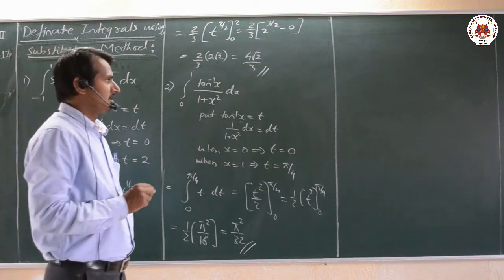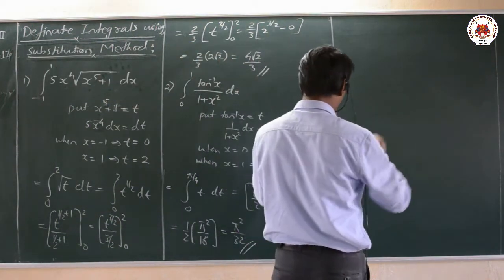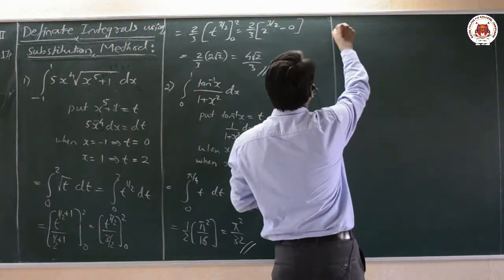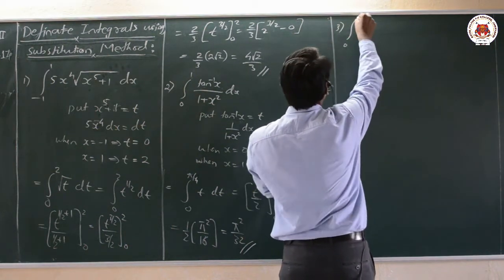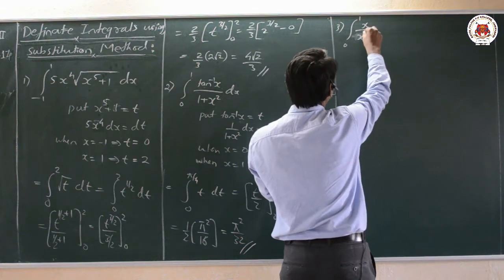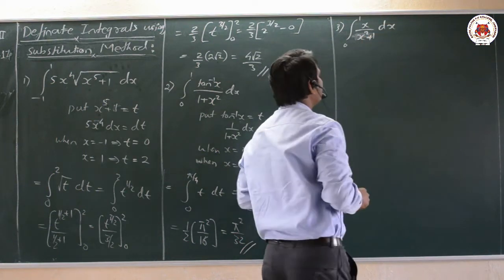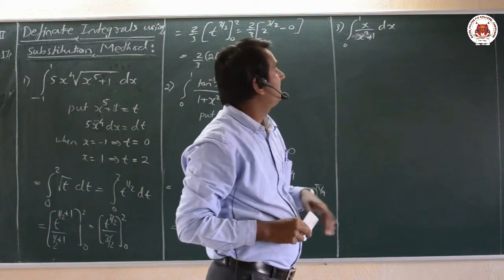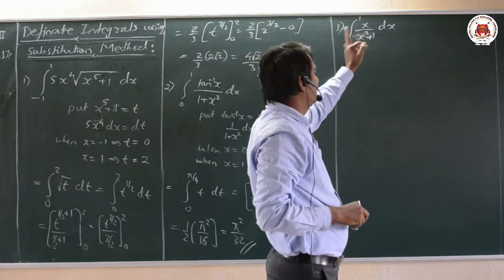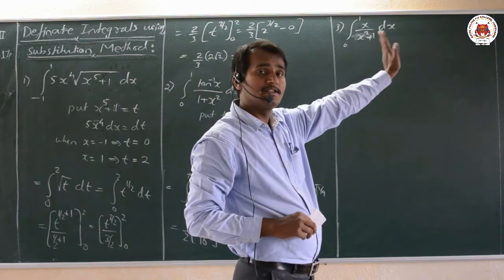Okay, dear students, now let us move on with the next one. That is a very easy problem. The third one: the integration from 0 to 1 of x divided by x square plus 1 dx. Here we can observe that by directly substituting, or without substituting, we will get the same answer.